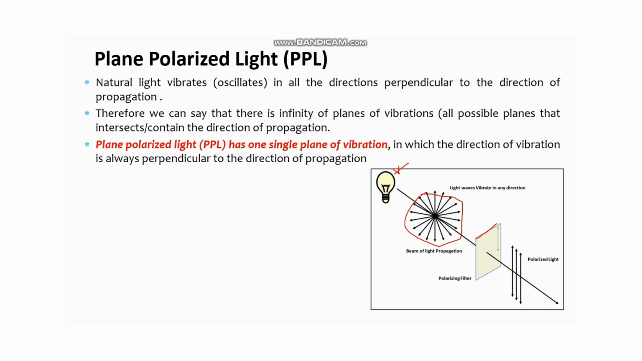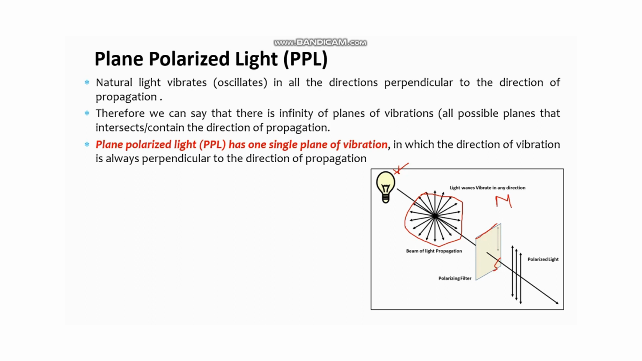This polarizer only allows the light that vibrates in the north-south direction. So only light that vibrates in the north-south direction will be able to pass through, and then be seen when you are looking down the eyepiece of your microscope. It means the plane polarized light has one plane of vibration, which is the north-south plane of vibration.